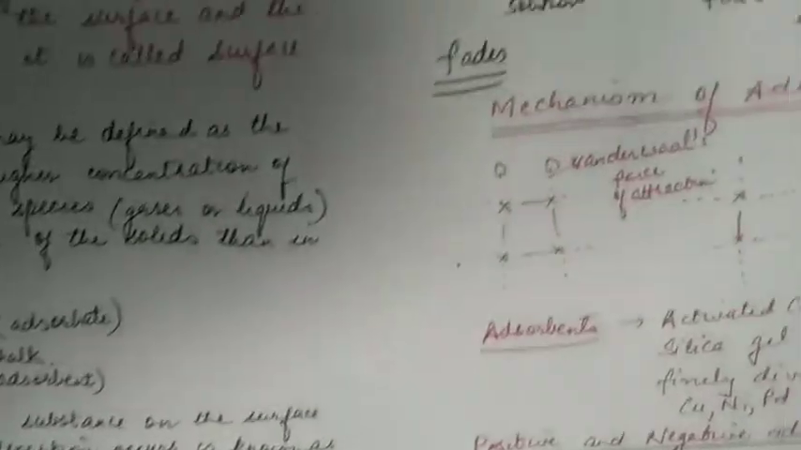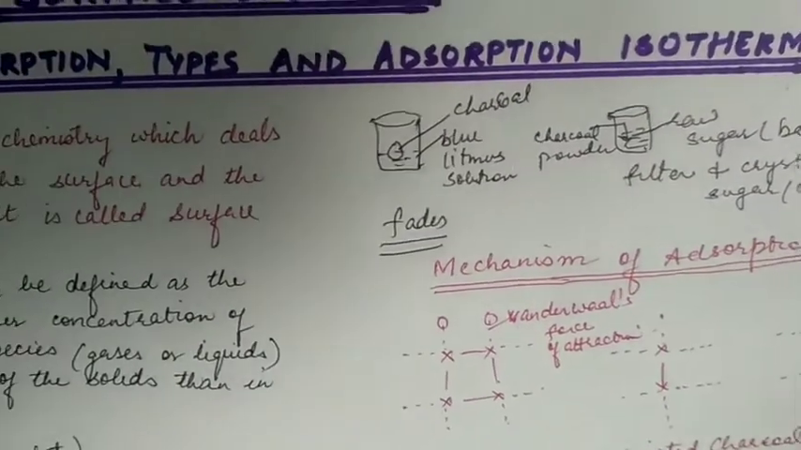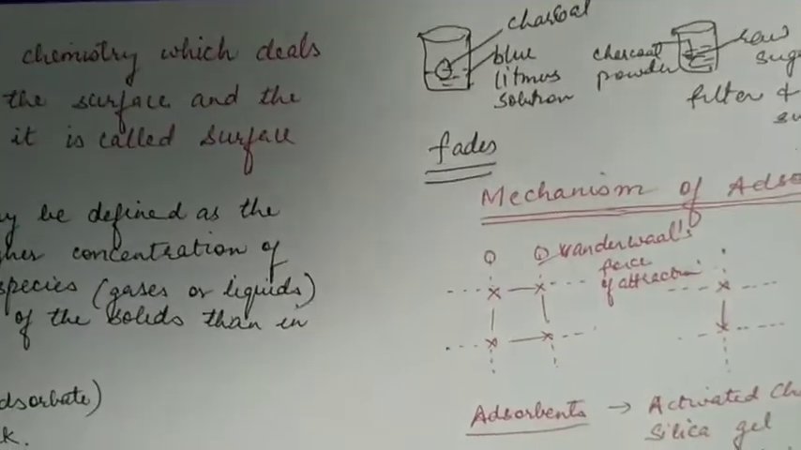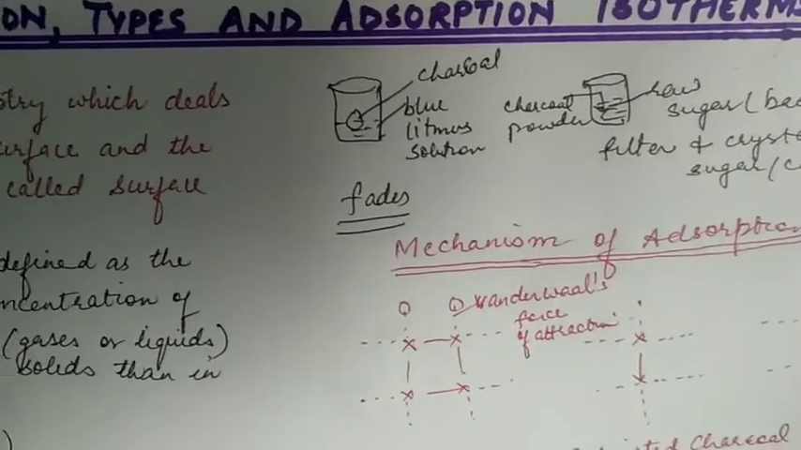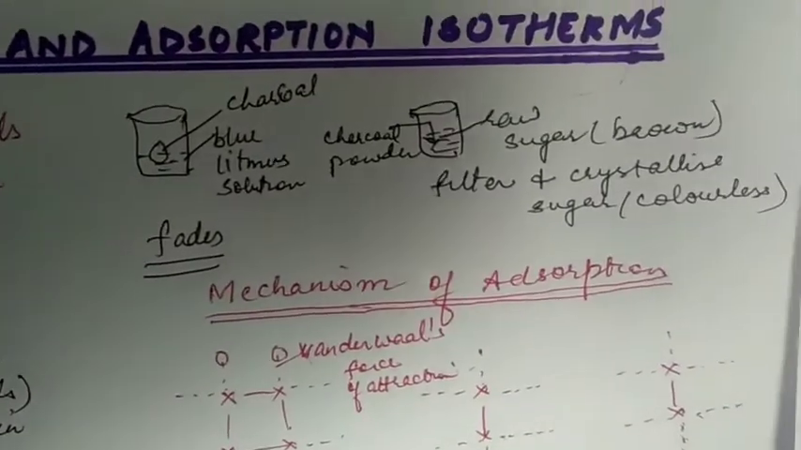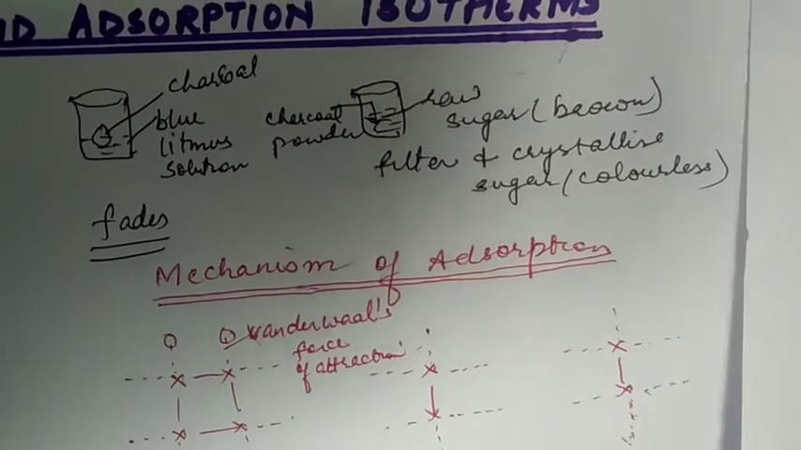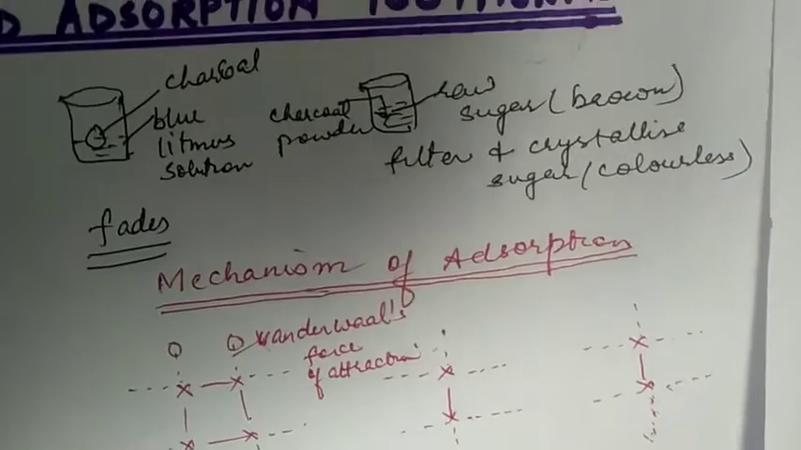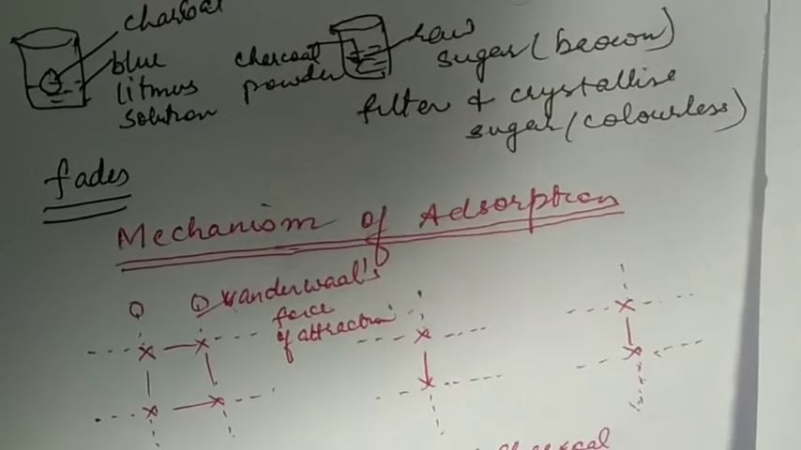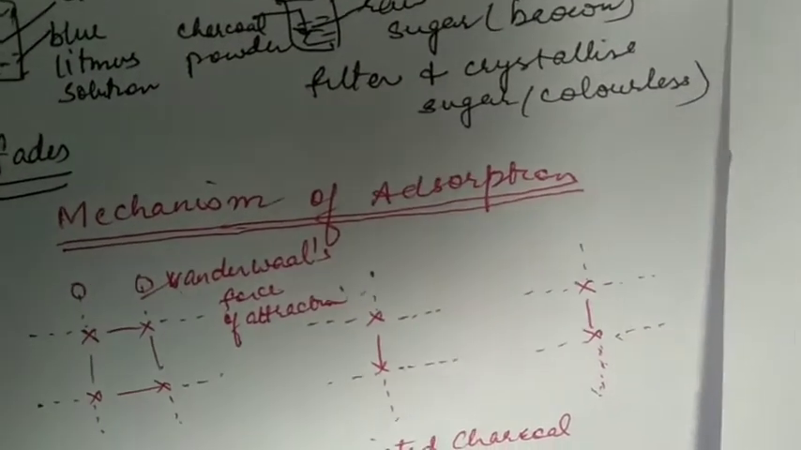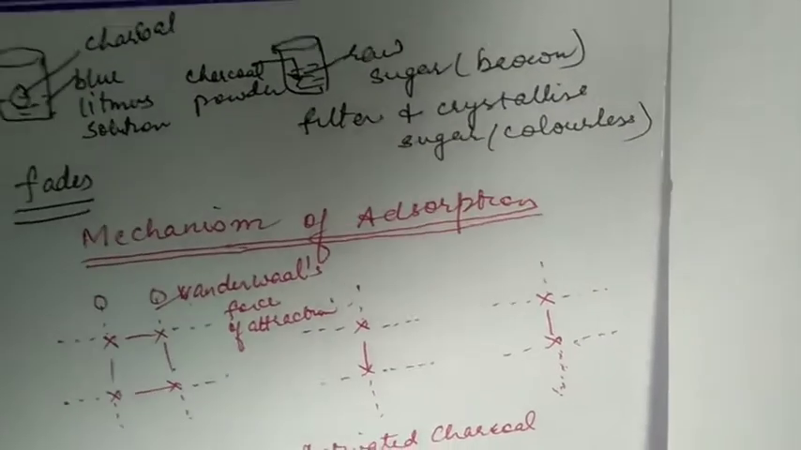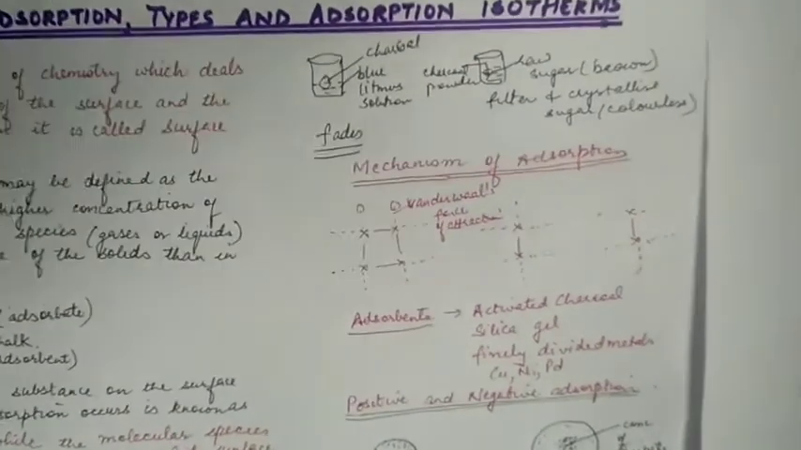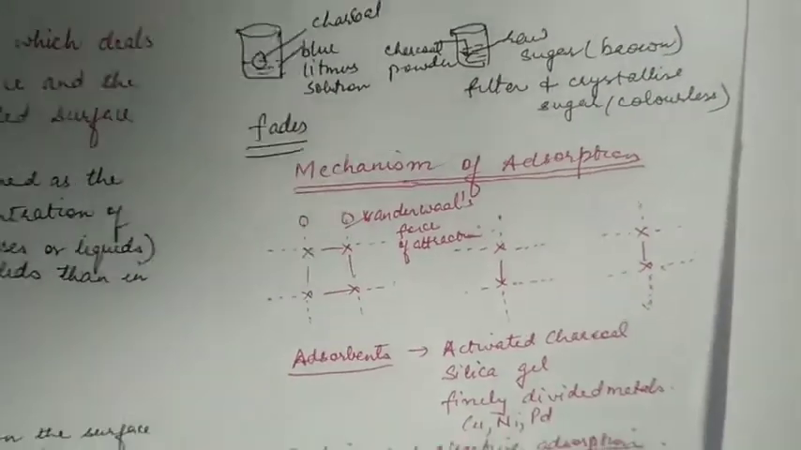Similarly, when charcoal is put in a blue litmus solution, the color fades after some time because the blue color is adsorbed by charcoal. Or raw sugar is brown in color; put charcoal powder in it, filter the solution and crystallize. The sugar that comes out is colorless because the color of the raw sugar has been adsorbed by the charcoal. This is adsorption in action.